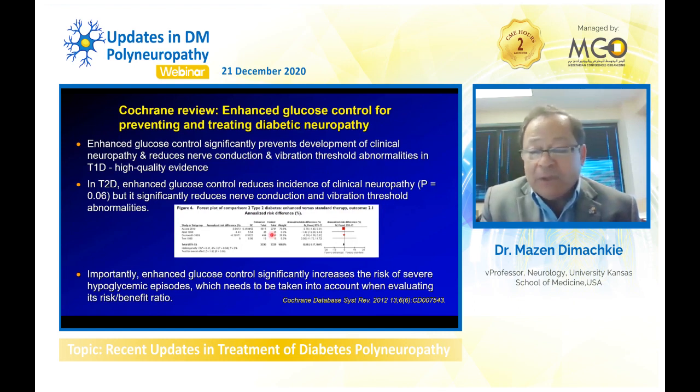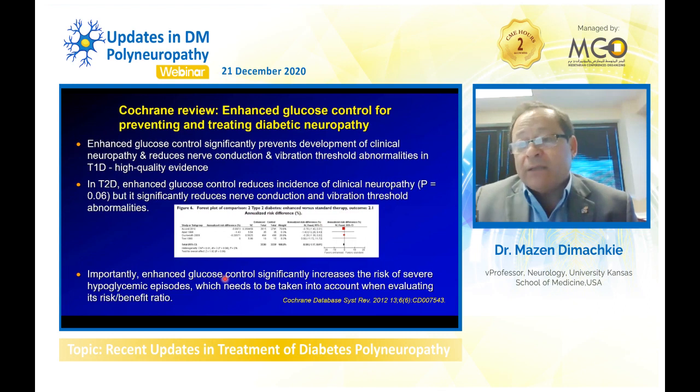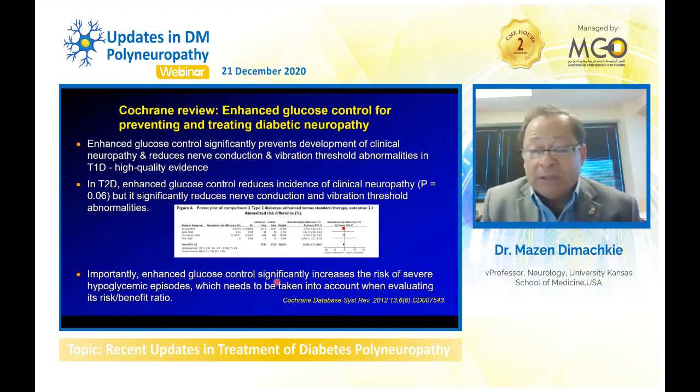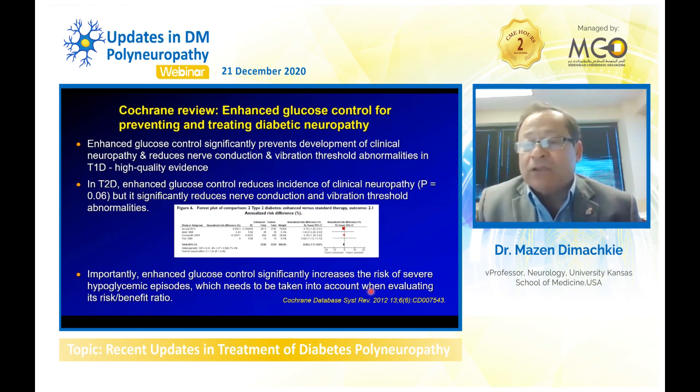And it's important to keep in mind that tight glucose control doesn't mean we kill the patient, because if we're throwing the patient into hypoglycemia, that can be life-threatening. So it's important that we avoid the risk of severe hypoglycemic events, which should be taken into consideration when you're talking to the patient about tight glucose control.